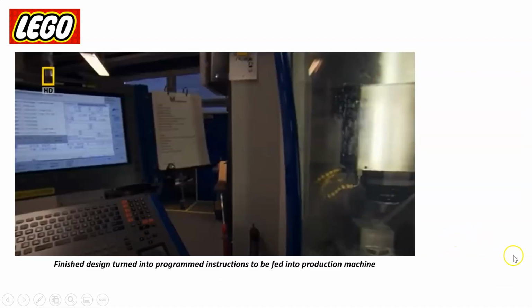What then happened is they turned the finished design into program instructions for a machine. You can see the machine here. A human would operate that, so we do have some human involvement here. They're just feeding those dimensions for the dog into this machine to make that little part.